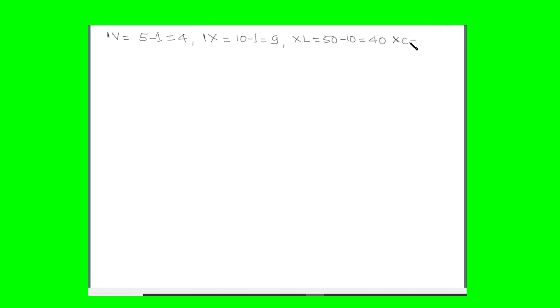XC, which is equal to, value of X is 10, value of C is 100. So 100 minus 10 equal to 90. CD, C is 100 and D is 500. So value of C is subtracted from value of D. 500 minus 100 equal to 400.